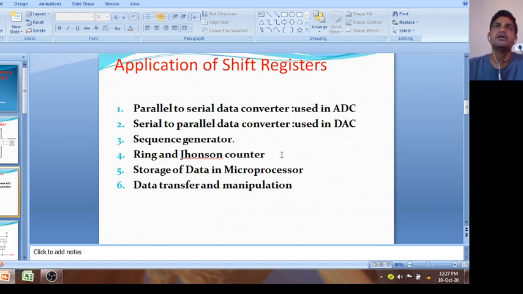If we left shift n times, suppose the value of the register is A, and you shift the data n times, then what will be the value? A multiplied by 2 to the power n. Means if you are shifting 2 times, it means A into 2 to the power 2, means 4 into A, 4A. So in this way you can use these shift registers.